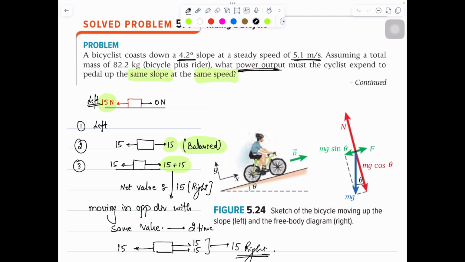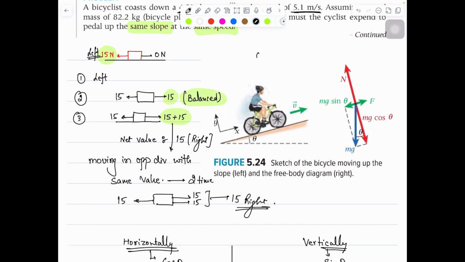Means what is happening? Now just try to understand. This is your cyclist who is going like this. Okay. There is an angle theta. What is happening here? One force is going down, let's say F. So if you need to move with the same speed, if you apply only F, what will happen? The body will be balanced, and you apply one more. So what is the total value? 2F. Then you can go with the same speed. Is it fine? Clear? Okay.